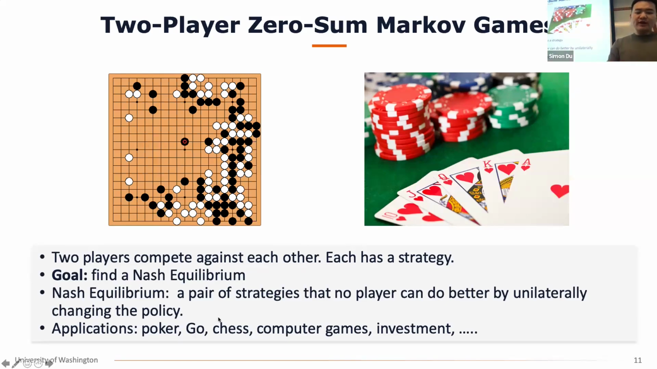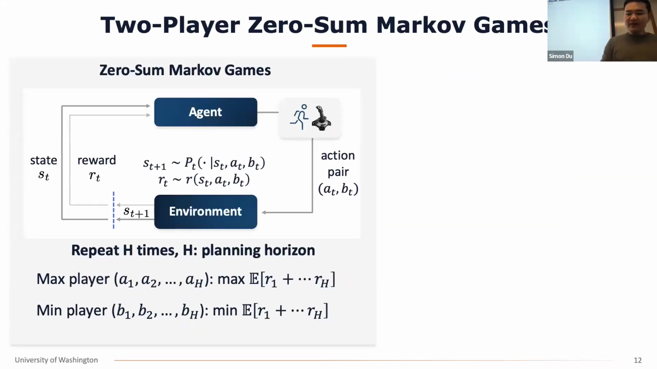So what is a Nash equilibrium? A Nash equilibrium is a pair of strategies such that no player can achieve a higher reward by unilaterally changing their policy. If you have a pair of policies, and no matter what policy one player changes to, that player will not get a higher reward, that's a Nash equilibrium.